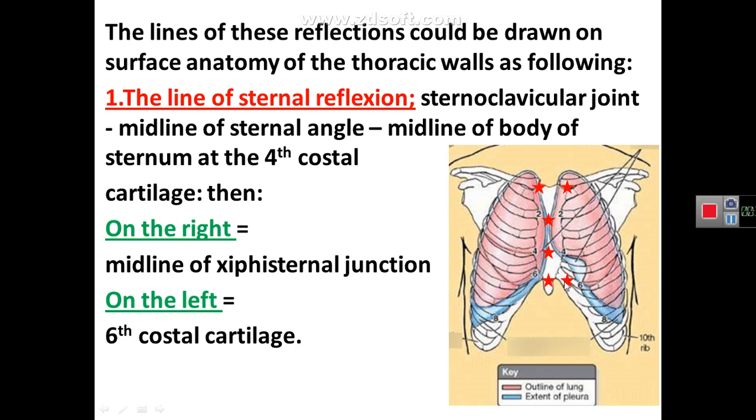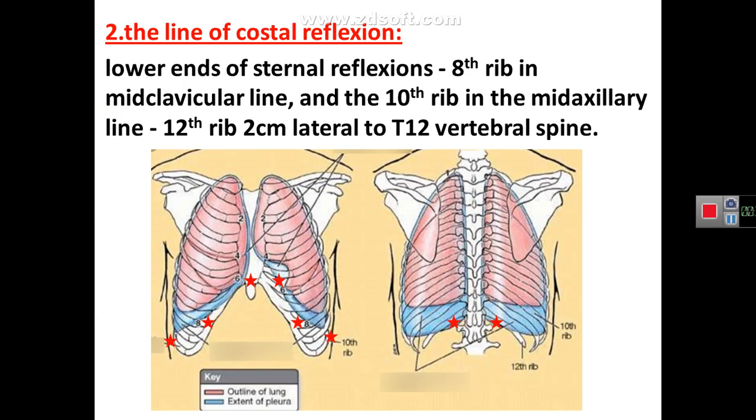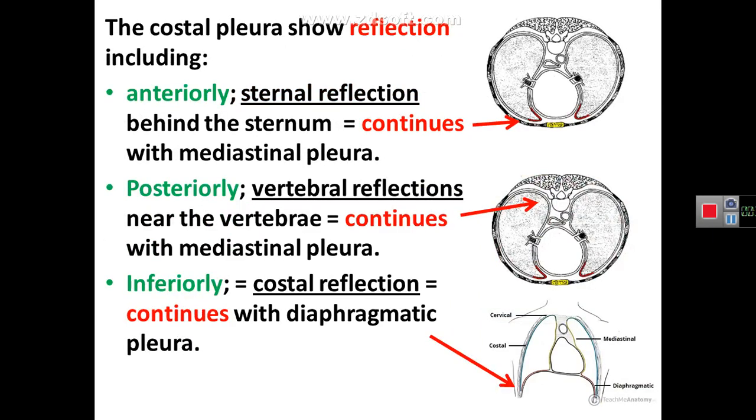Next, I will draw the line of reflection of the costal reflection. First, I will remind you what the costal reflection is. The costal reflection is the inferior reflection, which is this one, between the costal parietal pleura and the parietal diaphragmatic pleura. I will draw this line.